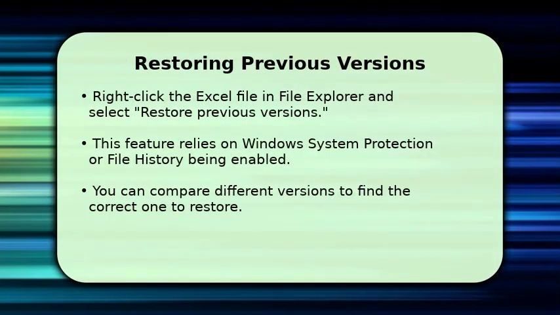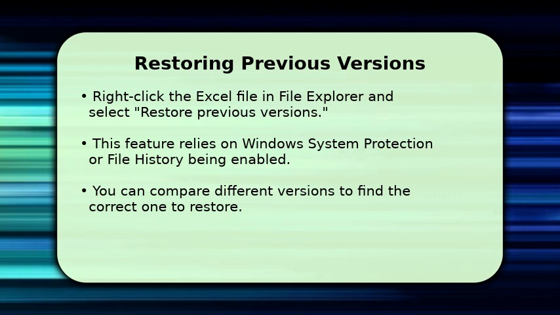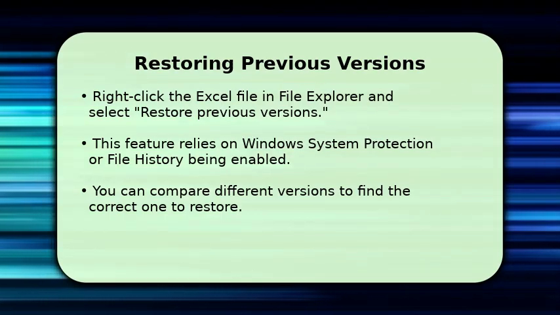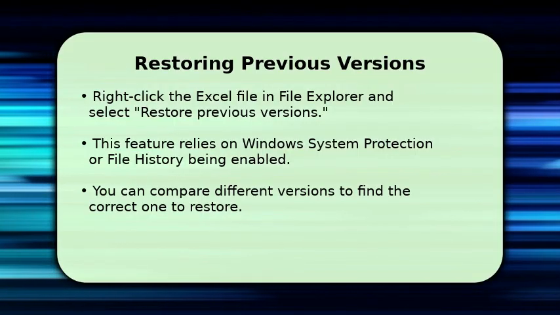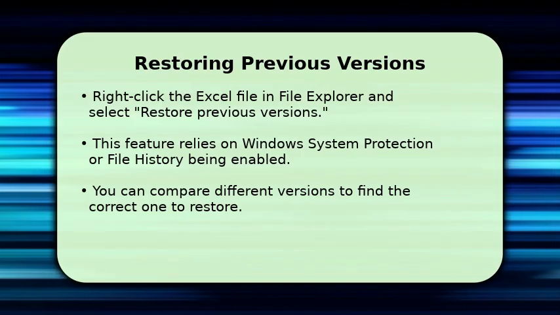If you've saved your file, your operating system might have previous versions available. On Windows, right-click the Excel file in File Explorer, then choose Restore Previous Versions. This option relies on system protection or file history being active. You can then browse through different saved versions of your workbook and select the one you need to restore, potentially bringing back your deleted sheet.